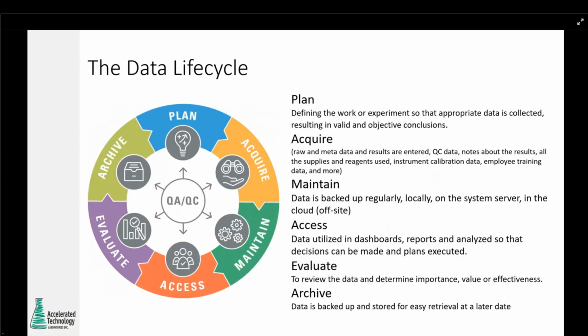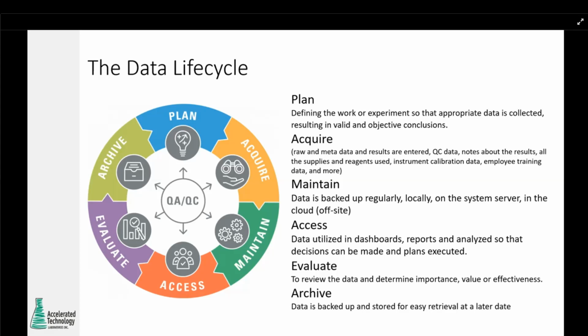Now, if we look at the data lifecycle, it begins with a plan, whether it's an experimental plan, an R&D plan, a work plan. So you're defining what data you'll be collecting. And then you actually go and acquire the data, whether it's manual readings or it's data that is supplied from another system and imported, or if you're acquiring it from an instrument. Often instruments are very prolific in their output, so those instruments really make sense to interface.